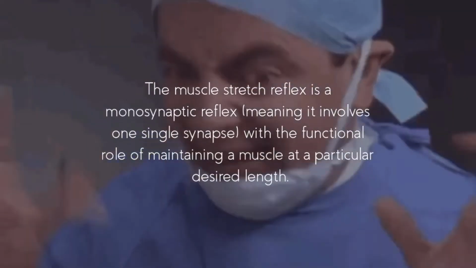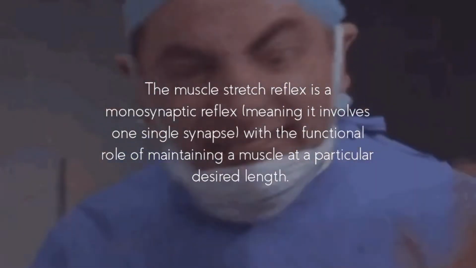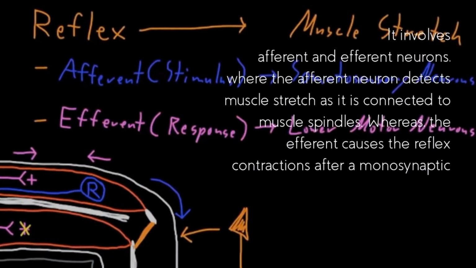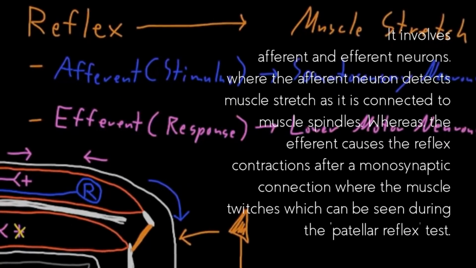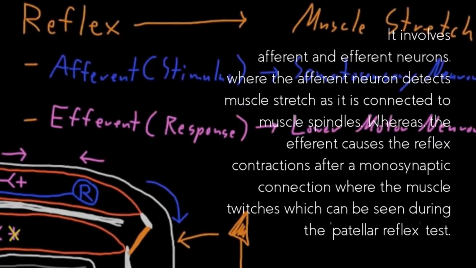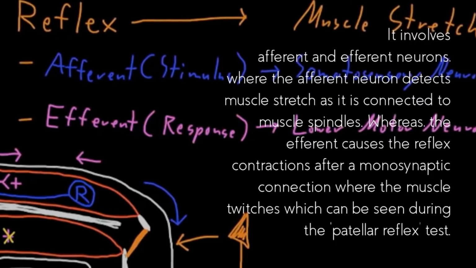Muscle stretch reflex is a monosynaptic reflex with the functional role of maintaining a muscle at a particular desired length. It involves afferent and efferent neurons, where the afferent neuron detects muscle stretch as it's connected to muscle spindles, whereas the efferent causes the reflex contractions after a monosynaptic connection, where the muscle twitches can be seen during the patellar reflex test.